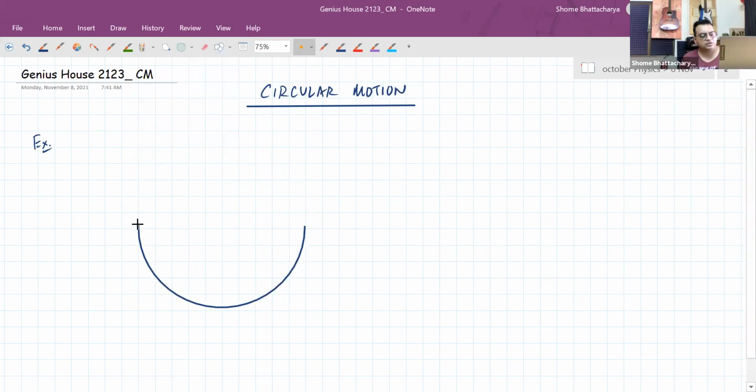So we have this situation. There's a hemispherical bowl kind of thing, an open hemisphere. It's rotating about this axis, which is its vertical symmetry axis. So it is rotating with a uniform angular speed omega.